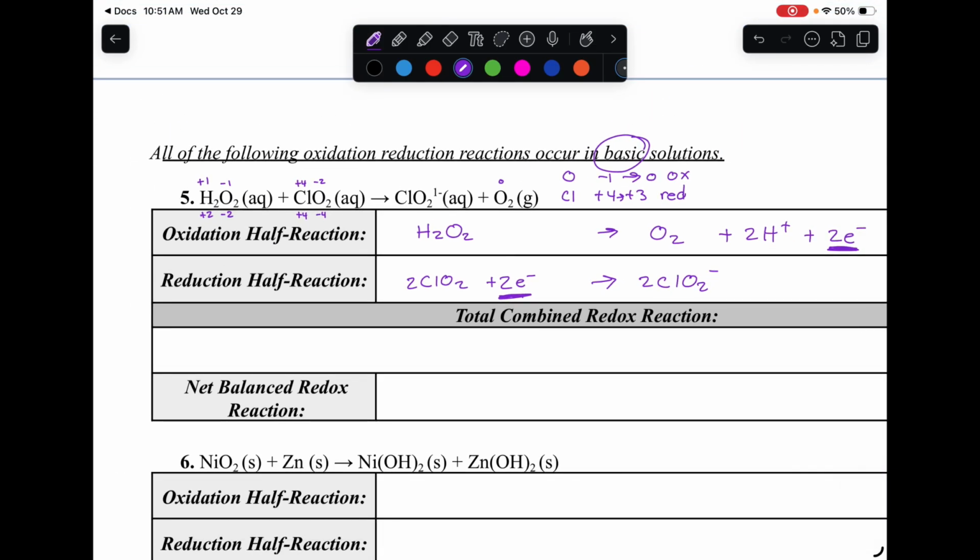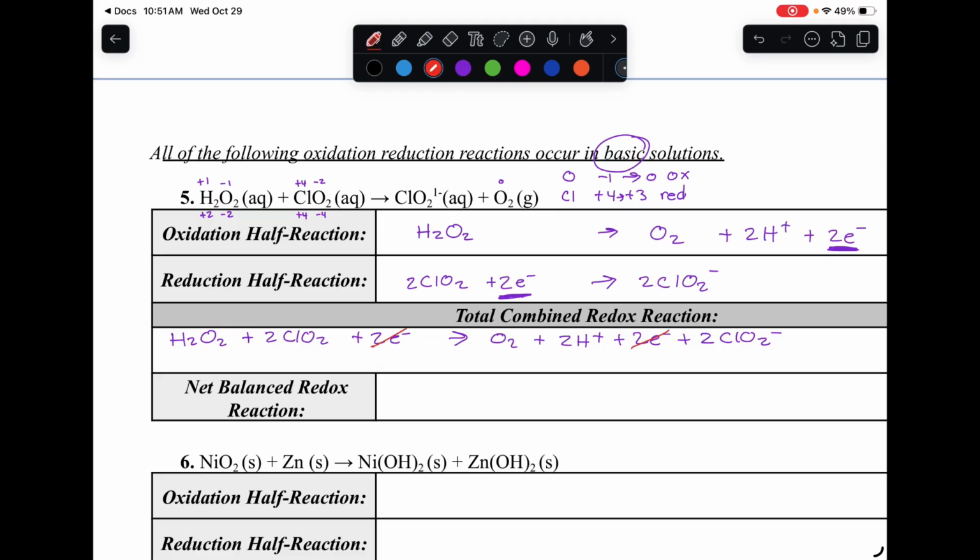All right, we're going to combine everything, and I'm going to do this kind of in the top part of this line because we have to add something different because this is in basic solution. So we're going to write this tiny. If you're following along with me, write it small as well. We have the reactants of hydrogen peroxide, 2 ClO2, and 2 electrons. And then that turns into the products, which is elemental oxygen, plus 2 hydrogens, plus 2 electrons, plus 2 ClO2 minus. All right, so the first thing we get to do is cancel our electrons.